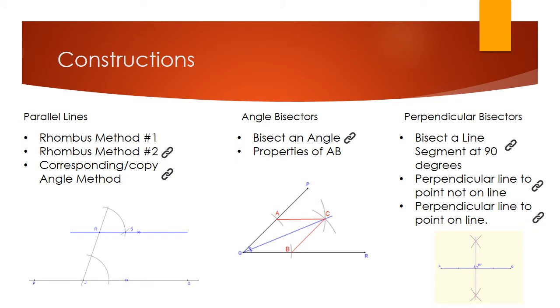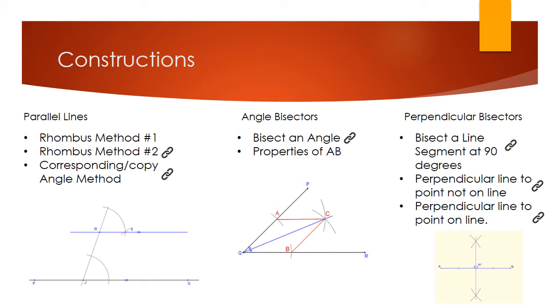All right, now when it comes to parallel lines, we're going to look at 3 different ways that you can create parallel lines using Euclidean constructions. The first 2 will be different types of a rhombus method, and then we also will be looking at the copy and angle method, or what some call the corresponding angle method, and that is actually pictured below.